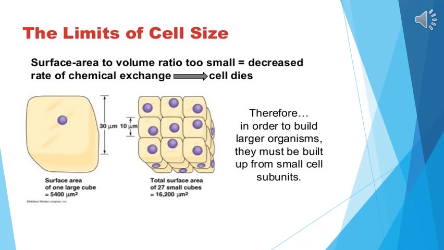So you see that when a body is made up of smaller cells, then the surface area increases as compared to its volume. With the increase of the surface area, exchange of gases and chemical reactions increases. If the cells are larger in size, then there is a decreased rate of chemical exchange. As a result, the cell dies.